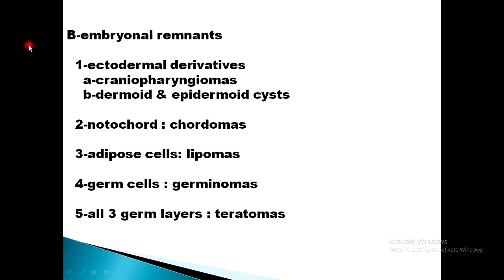So we have the other type, the embryonal remnants, which are not normally present in the neural tissue and the CNS. We have the ectodermal derivatives, of which there are two types: the craniopharyngiomas, and the dermoid and epidermoid cysts. And we have the notochord, which gives rise to chordomas, the adipose cells giving lipomas, the germ cells giving germinomas, and all three germ layers giving teratomas.